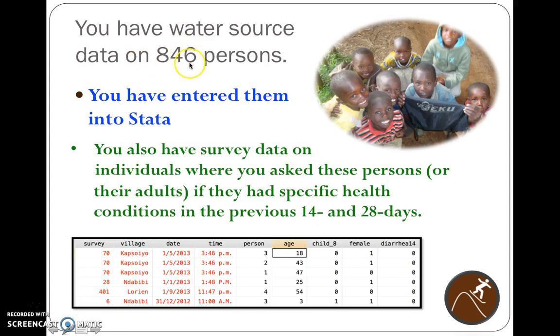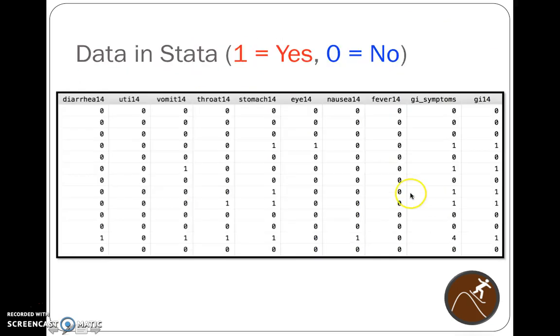So we have data from 846 people from a previous study from back in 2013 and late 2012. And in these survey data, we have information about whether or not people had specific health conditions 14 and 28 days prior to the interview. And the interviews were done by EKU students from the region who interviewed them in their native language.